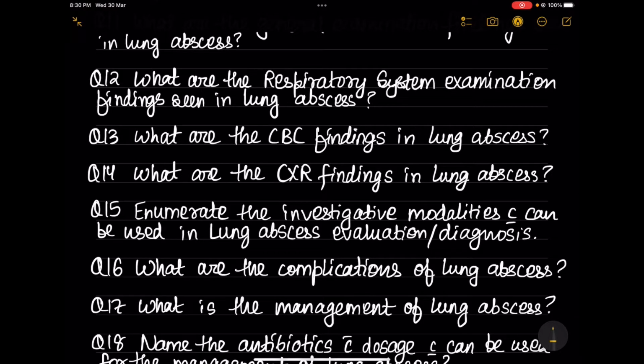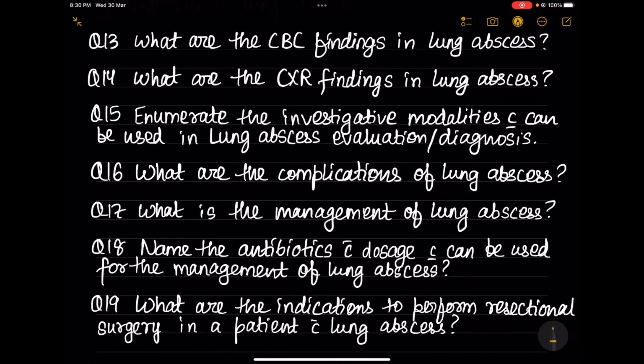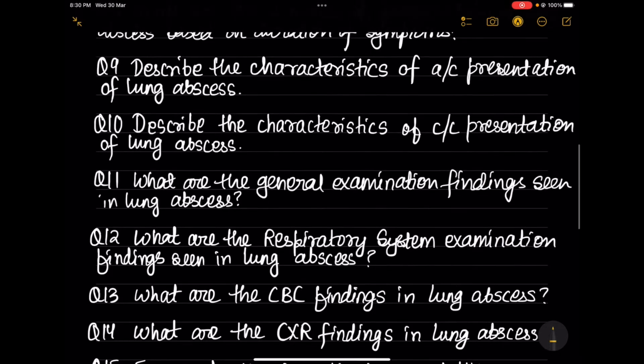What is the management of lung abscess? Then name the antibiotics with their appropriate dosage which can be used for the management of lung abscess. And finally, what are the indications to perform resectional surgery in a patient with lung abscess? Now let's try to answer these questions one by one.